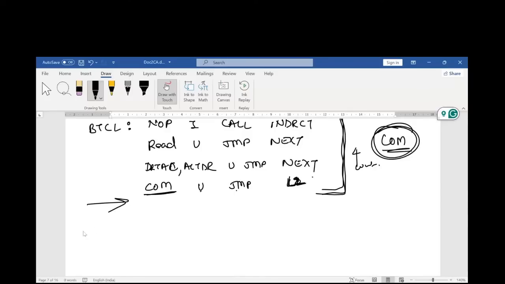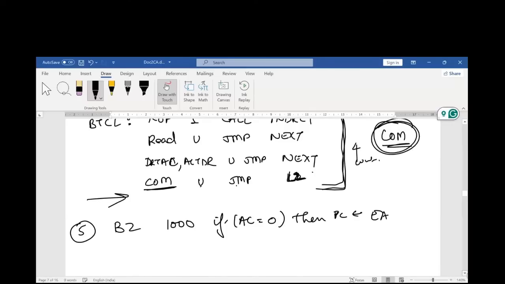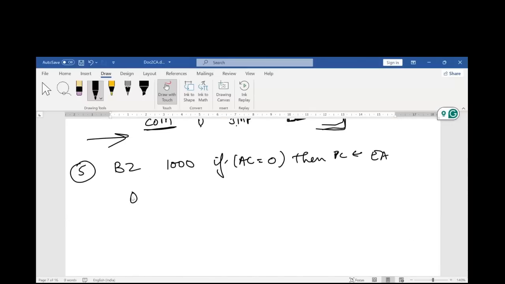Fifth one, which is BZ. BZ is what? Branch if AC is 0. The opcode given to you is 1000. Here what you have to do is, if AC is 0, then branch. So transfer the content of EA to PC. Okay. So now let us write a microprogram for it.